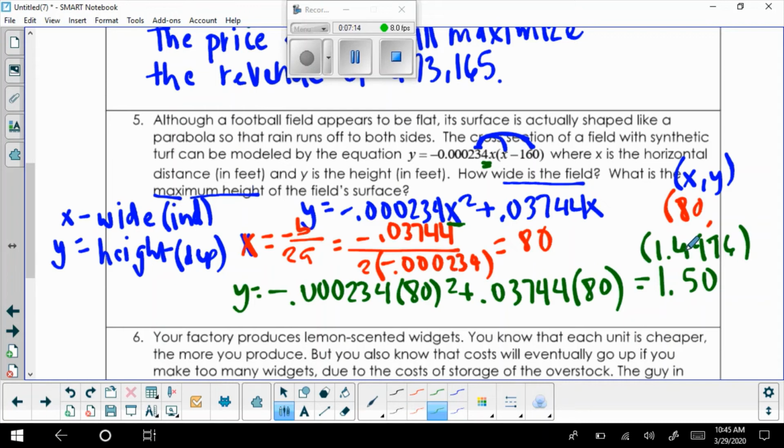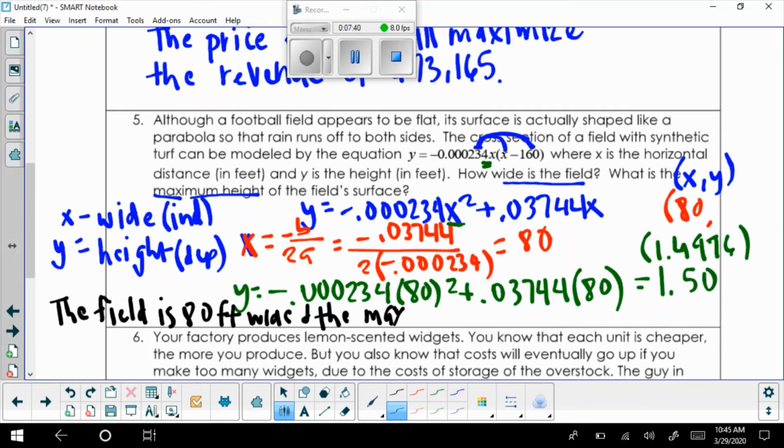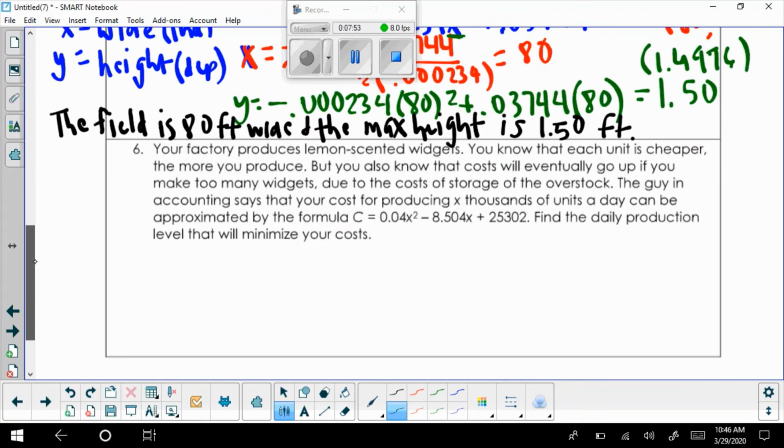So how wide is the field? What is the max height of the field surface? So the field is 80 feet wide, and the max height of the field surface is 1.50 feet. All right, last one, let's look at number 6.